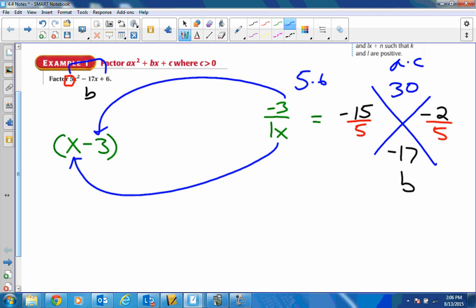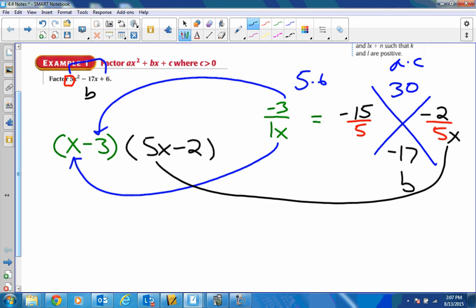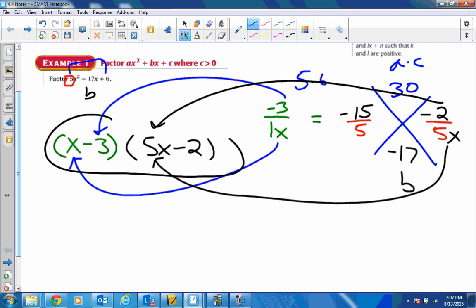The other one we can't reduce. We can't reduce negative 2 over 5, so we're going to leave that as 5x minus 2. And you can see this part goes here, and this part goes here. But in the end, that's our answer: x minus 3 in parentheses, times 5x minus 2. I think that's the quickest way to factor.